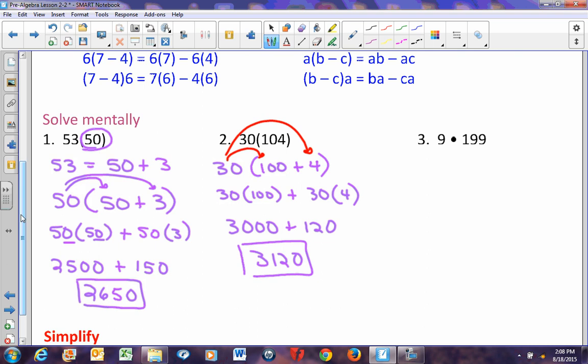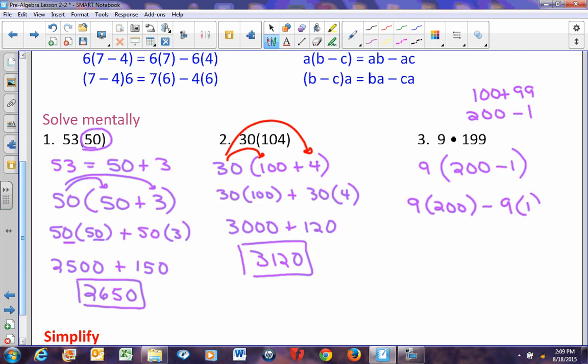Now if we look at 9 times 199, I really don't want to do 100 plus 99 because that's really annoying. But remember 199 is 100 plus 99, or it could be 200 minus 1. And I'm thinking 200 minus 1 should be a whole lot easier. So I'm going to do 9 times 200 minus 1. So it's 9 times 200 minus 9 times 1.